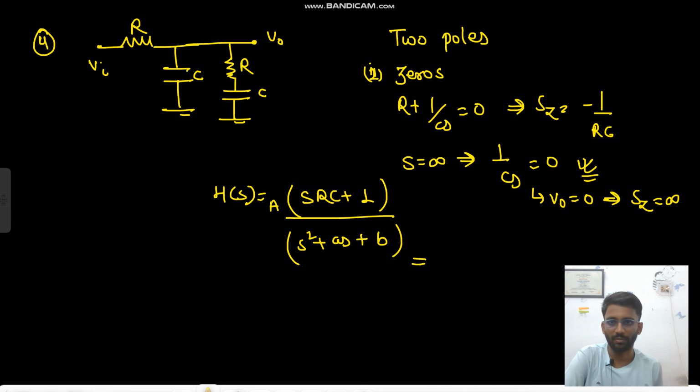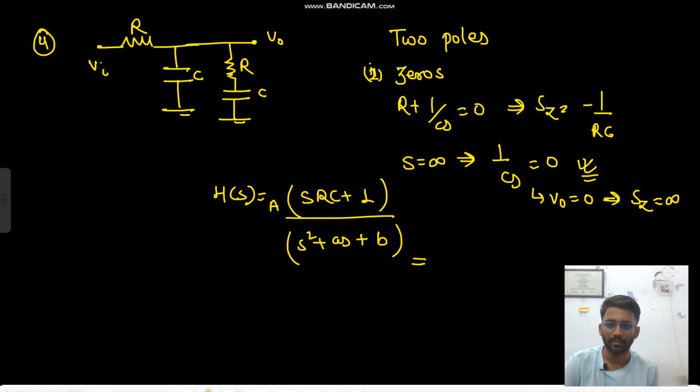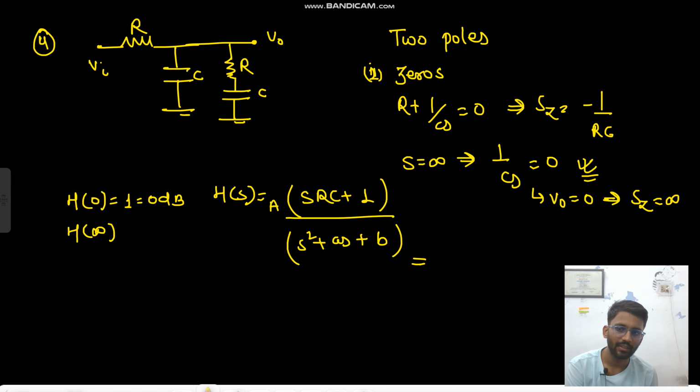And now about this one. Again you will see omega equals to 0. This will provide infinite impedance, this will provide infinite impedance. So gain is 1, that means 0 dB. And at omega equals to infinity, this will provide 0, so V0 will be 0, so it will be minus infinity dB.